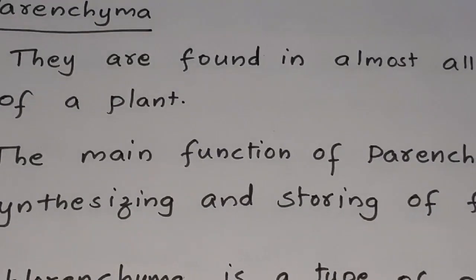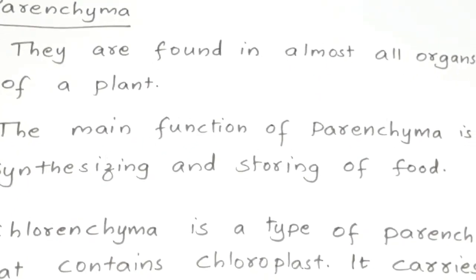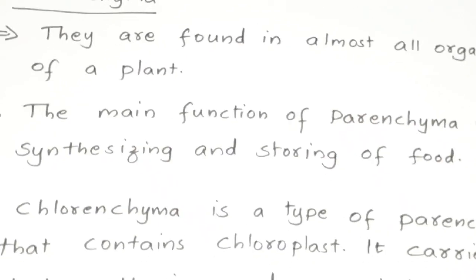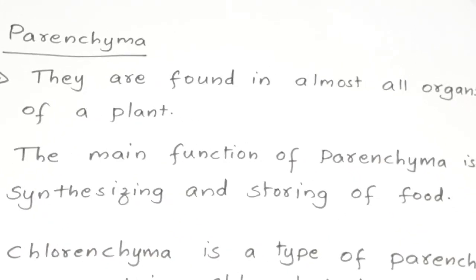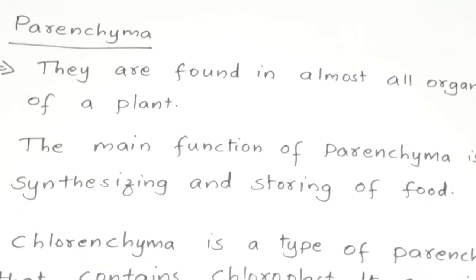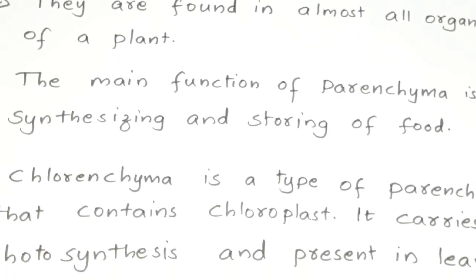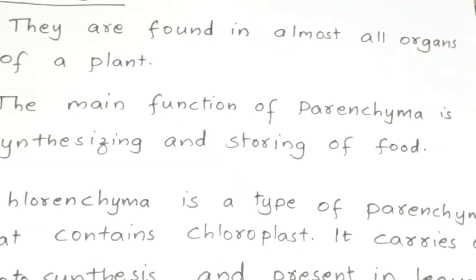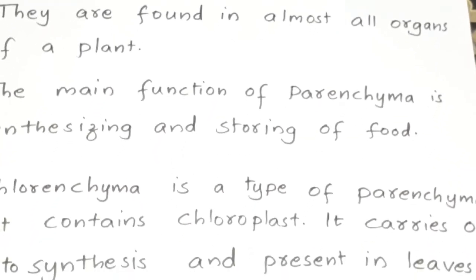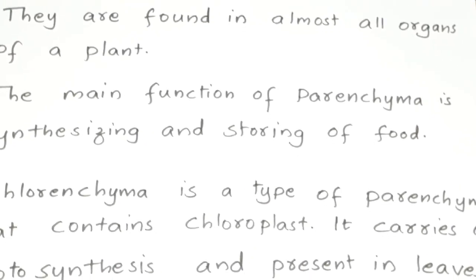Then we'll see the function of parenchyma. The main function of parenchyma is synthesizing and storing of food. Synthesizing means producing, and after producing, the parenchyma will store food. And you know how plants produce food? They produce food through a process called photosynthesis. So here the parenchyma need to do the process of photosynthesis for producing or synthesizing food.